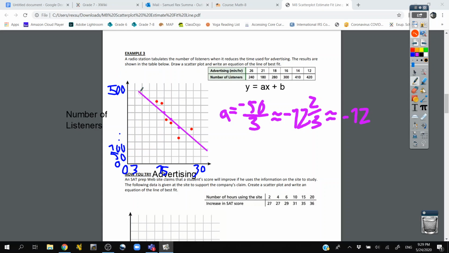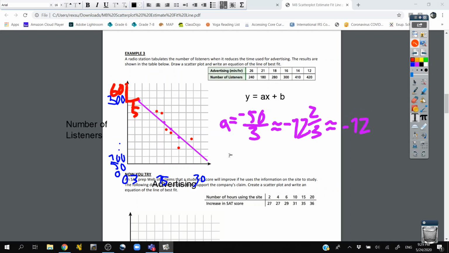Well, here we're already back at maybe 5. And so if this is at 500, I can think if I go back 5, I'm going to go up 12 times 5. So back here, this would be back 5 and up 60. Meaning that we would end at 560 right there. So overall, now I have an equation for a line of best fit.